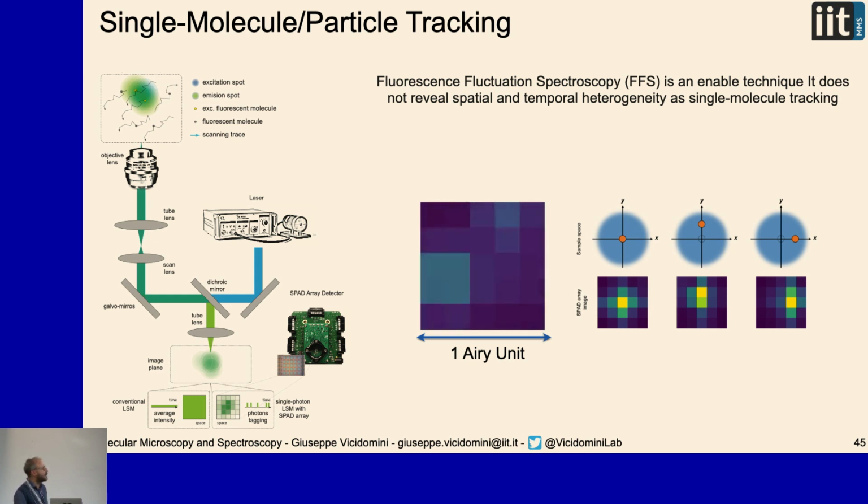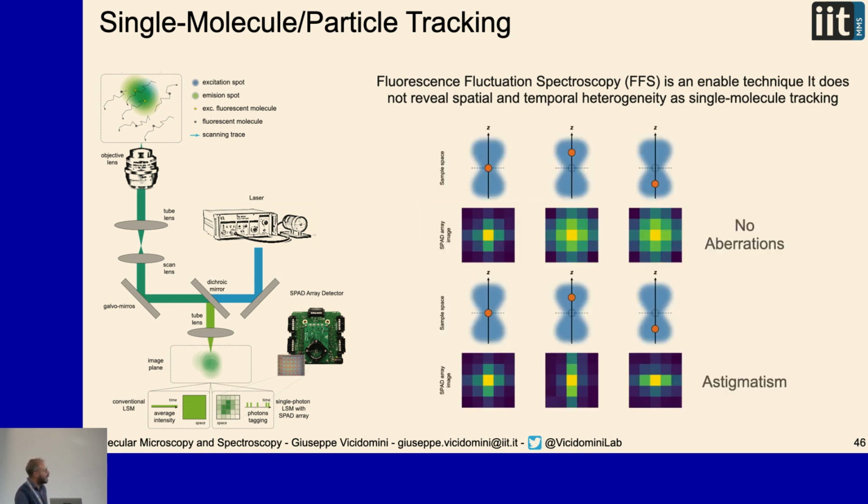So I can localize where the molecule is, in X and Y, inside this small region. I can do the same for the axial position, because if I induce some astigmatism, the signature on my camera will be different according to whether the molecule is in the lower part or in the upper part. So I can do single molecule tracking inside the field of view of my probing region. But unfortunately, this field of view is really small because, as I told you, it's diffraction limited. It's only 200 by 200 nanometers.